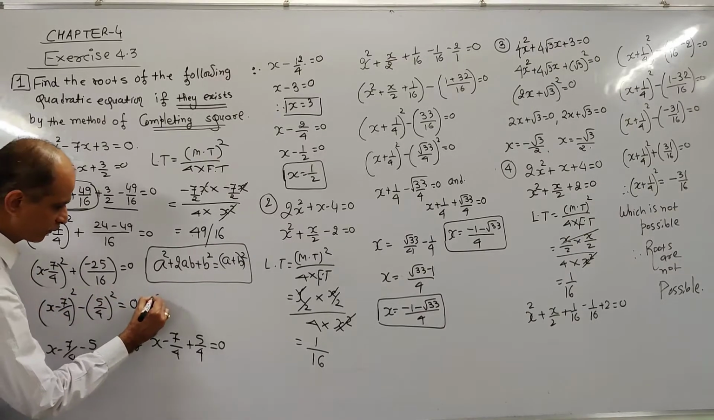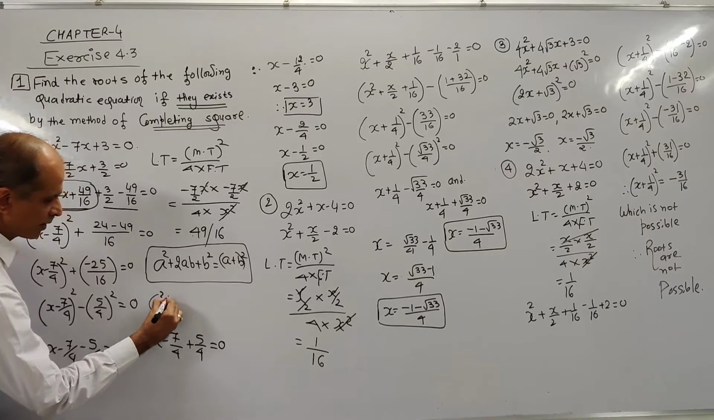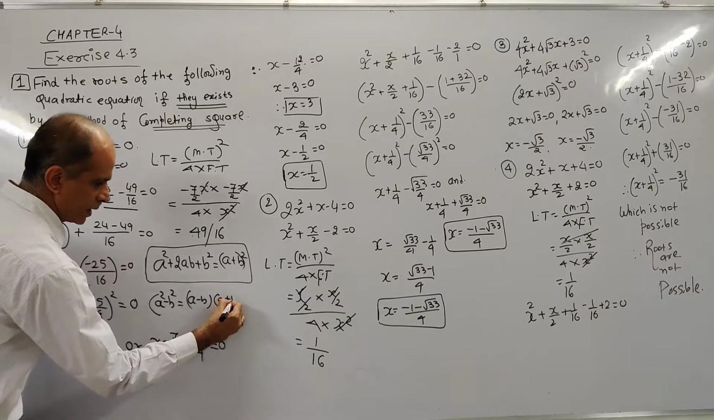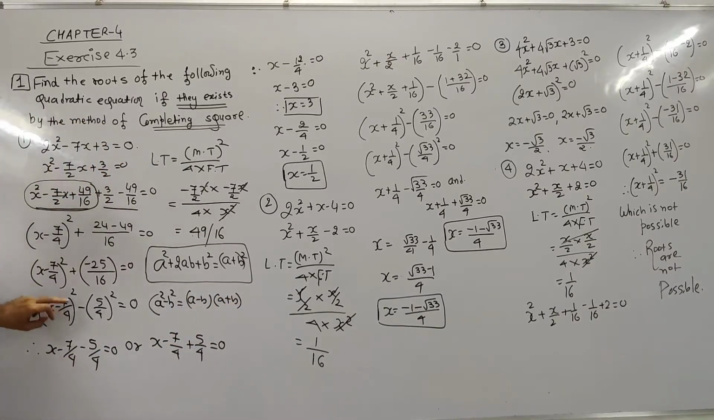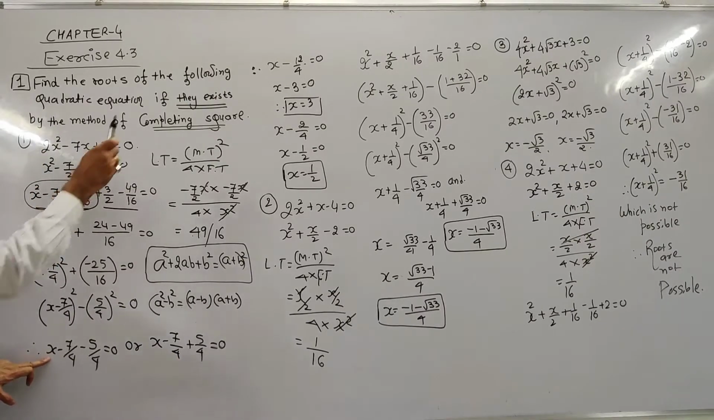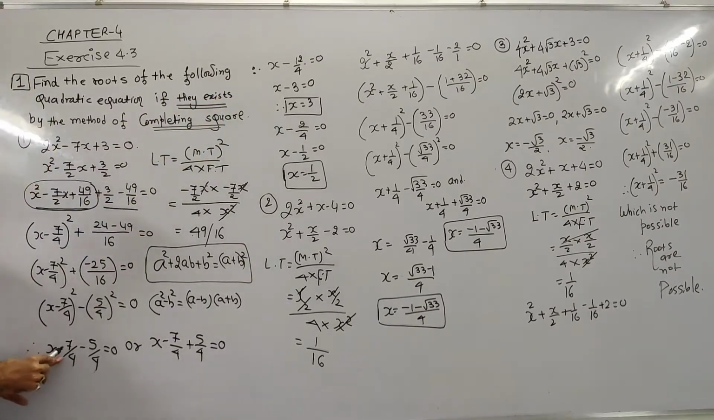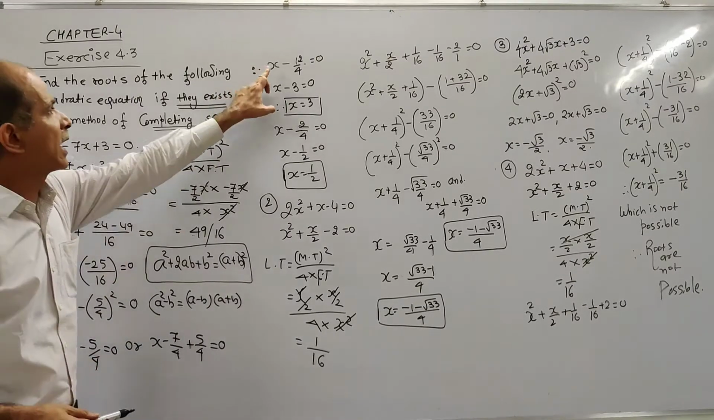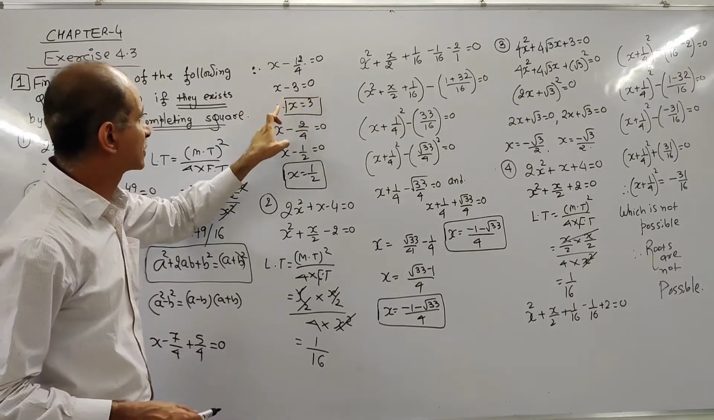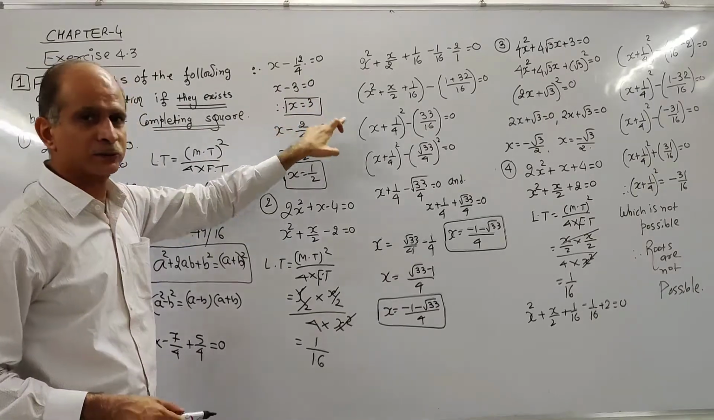Here you get another formula, that is a square minus b square is equal to (a minus b)(a plus b). So a square minus b square means a minus b is equal to 0, a plus b is equal to 0. So x minus 7 by 4 minus 5 by 4 means x minus 12 upon 4 is equal to 0. X minus 3 is equal to 0. Therefore, the value of x is equal to 3.